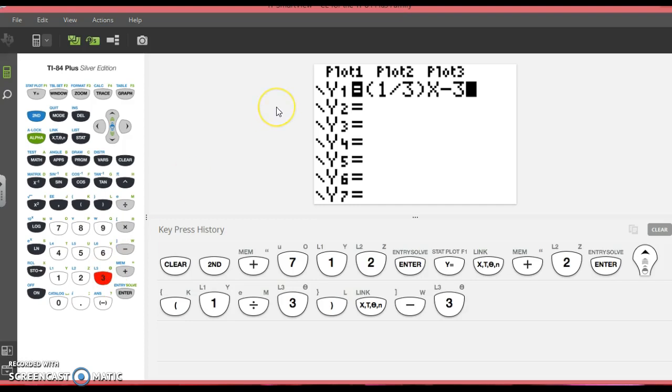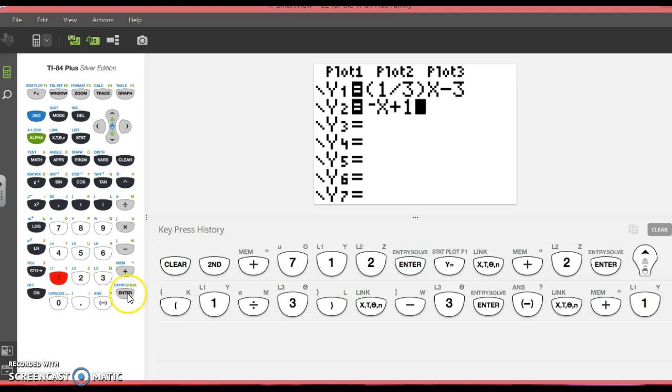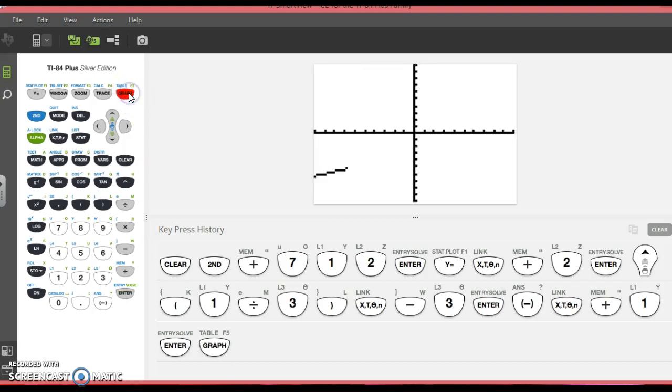What was our second equation? Okay, guys, look at me. See this negative down here at the bottom? Do not use the minus, use the negative. So negative x plus 1. Now, I'm going to go up to the graph button and hit graph. There's your first equation. There's your second equation.